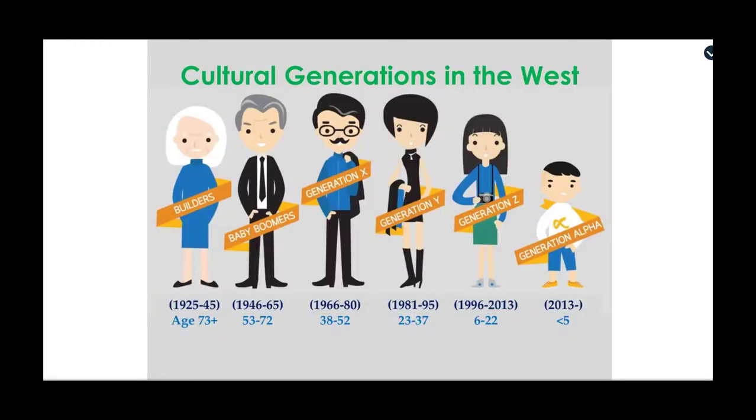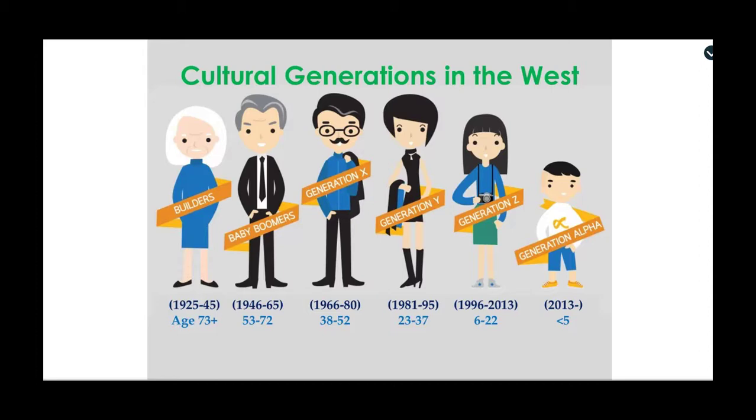Unfortunately, in India, we don't have many research studies to understand the characteristics of the next generation learners. So I'm drawing some ideas from the West. There is a concept called cultural generations. In the West, they have classified generations according to their characteristics. Generally, they are classified according to their year of birth. So we have the generation Alpha who were born after 2013.